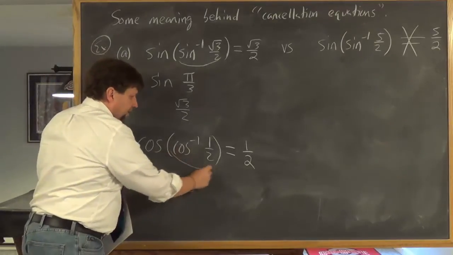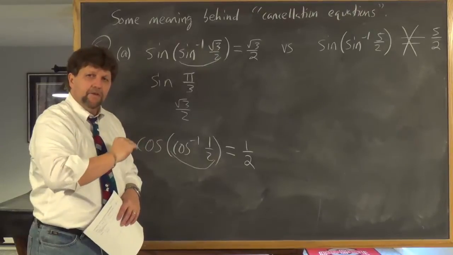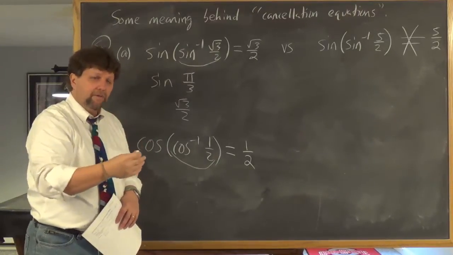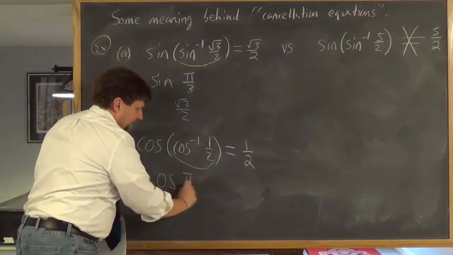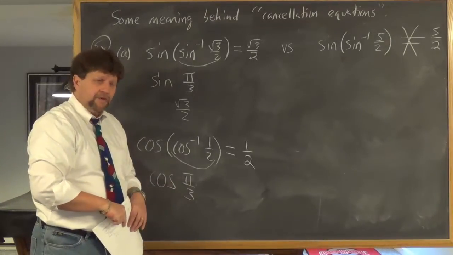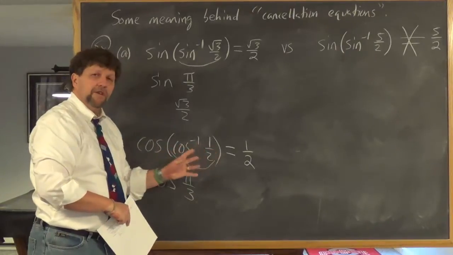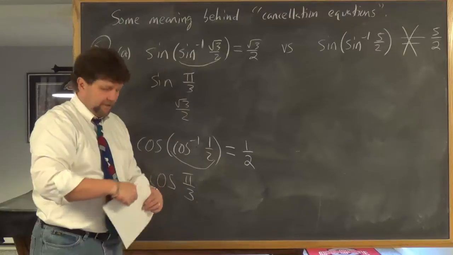And of course it immediately simplifies to 1/2, because inverse cosine of 1/2 is finding an angle on the top half of the unit circle. That angle happens to be pi over 3. So this is really just saying, what's the cosine of pi over 3? From the unit circle, we know the cosine of pi over 3 is 1/2. So that's a situation where you can use a cancellation equation.